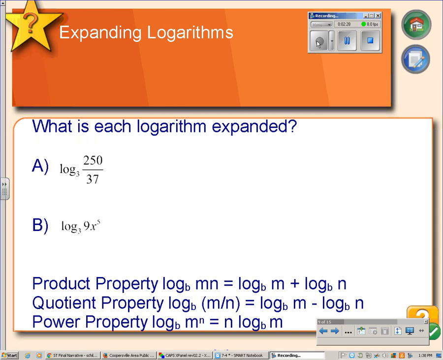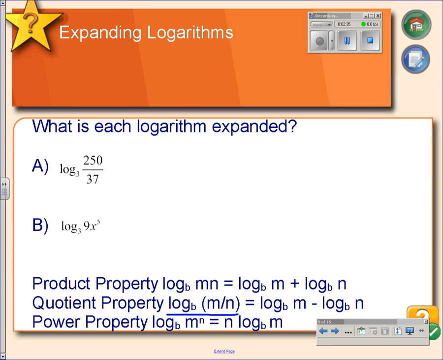Using the properties of logarithms, we can go the other way with it also. So looking at example A here, what we have is a quotient property. We have m divided by n with 250 divided by 37. We can expand this into 2 separate logs. Keeping the same base 3, we do log base 3 of 250 minus log base 3 of 37.